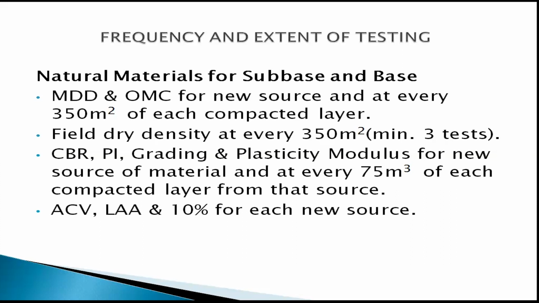So the field dry density should be determined at every 350 meters squared with a minimum of 3 test points within the specified area. CBR, PI, grading, and the plasticity modulus for a new source of material, and at every 75 meter cube of each compacted layer from that source should be determined. The ACV, aggregate crushing value, the Los Angeles abrasion value, LAA, and then 10% fines for each new source should also be determined under the frequency and extent of testing for natural materials for sub-base and base.